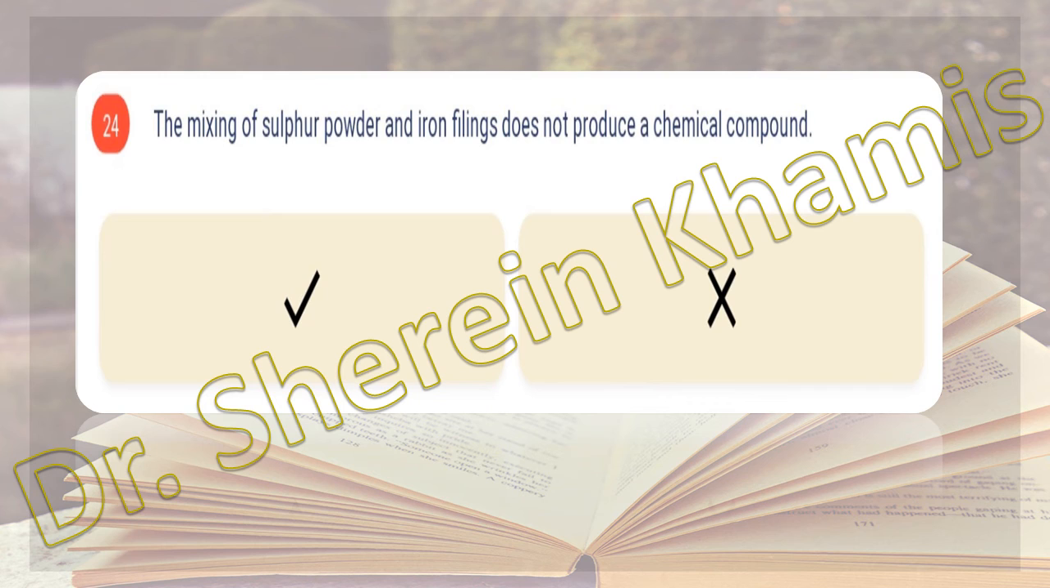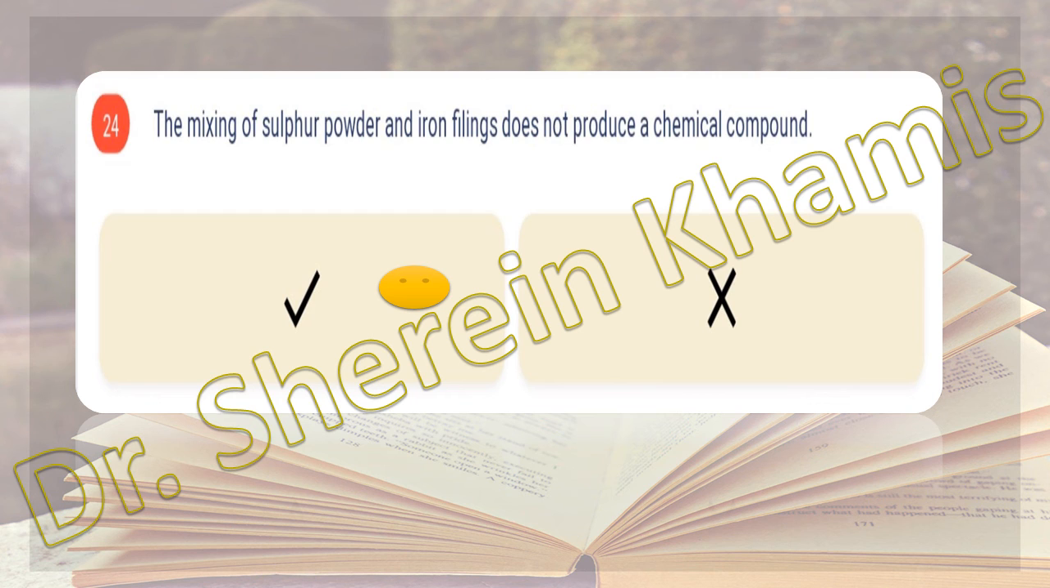Question 24 says that the mixing of sulfur powder and iron filing doesn't produce a chemical compound. Yes, we have some iron filing and some sulfur. We make a mixing only, not making a kind of bond that makes a compound. It's not a chemical compound, no reaction or any bond like ionic or covalent bond. So the right answer is that mixing them does not produce a chemical compound, just a mixture only.